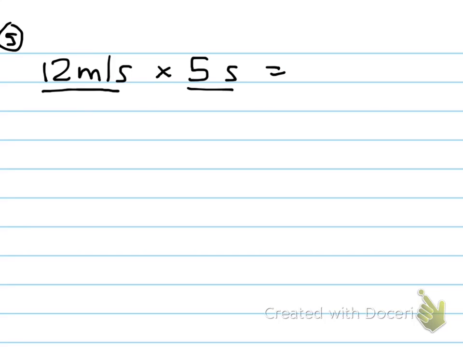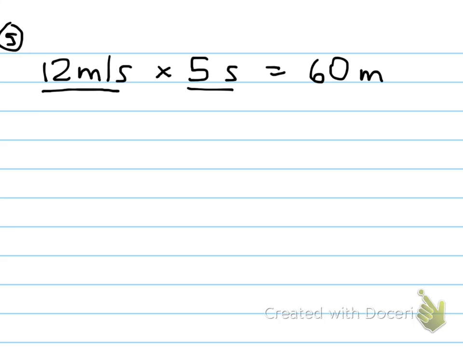Question 5. If a roller coaster ride travels at 12 meters a second for 5 seconds, how far does it go? There's two ways you could do this. The first way is just to talk the question out, and you could go, well, if it's going 12 meters per second, in other words, 12 meters every second, for 5 seconds, then 12 times 5 is just 60 meters. So that's one way of doing it. You just talk the question out.